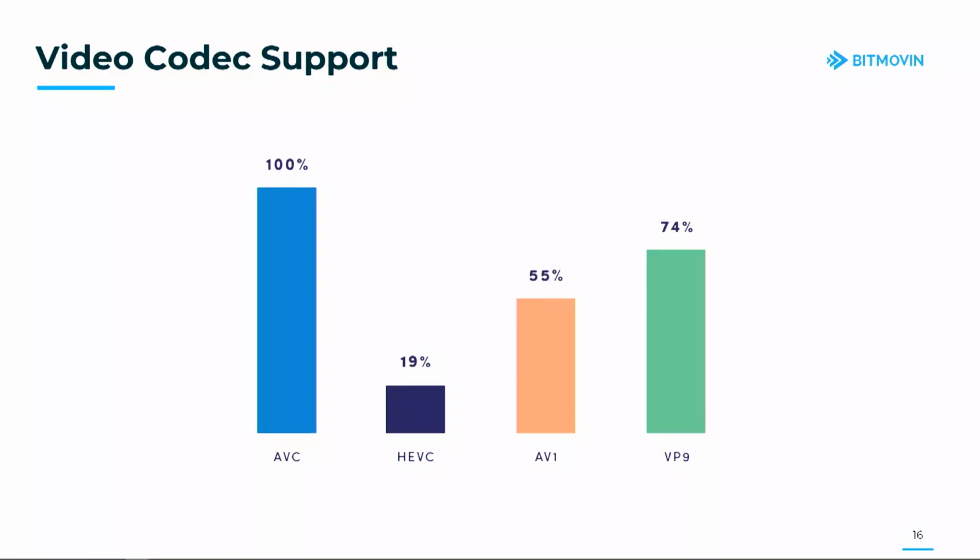So ultimately, we want to come back to one of the things that I mentioned earlier, which is video codec support, another thing that you can get from your analytics. And here, again, the pervasiveness of AVC, so great, everybody can receive that. We have 19% at HEVC and 74% at VP9, as well as a 55% for AV1.